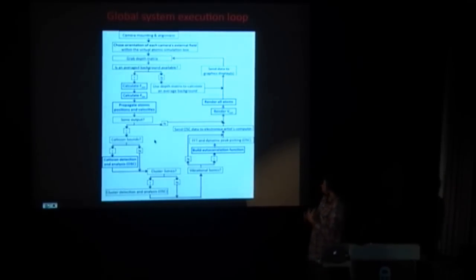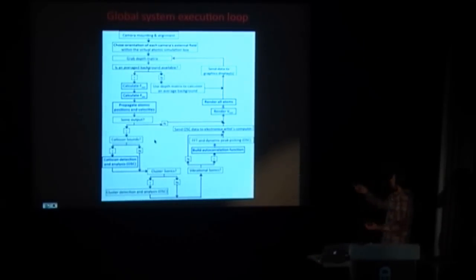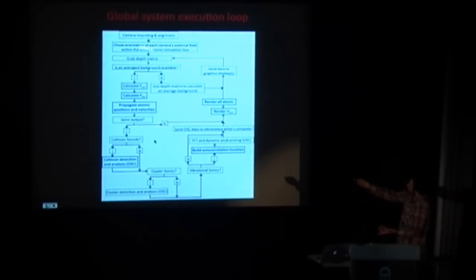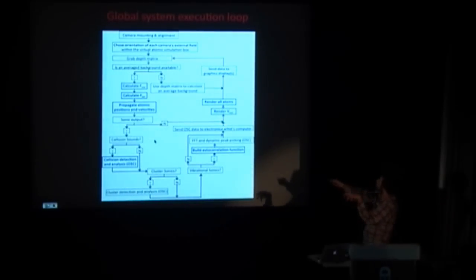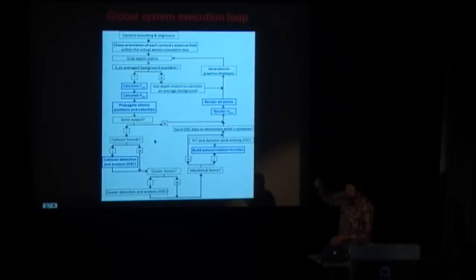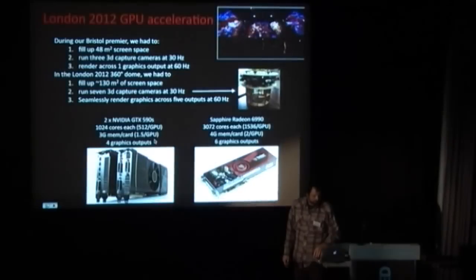So the global system execution loop is basically schematized here. We get our depth matrix. We have to subtract the background, so we check if a background is available. We calculate the external forces, the internal forces. We propagate the system forward. And then if we want sonic output, we can go through any of this strand of the flow chart here to do any of our sonic tricks. Okay? And then we do all our graphics rendering, and we just loop around propagating equations of motion this way.